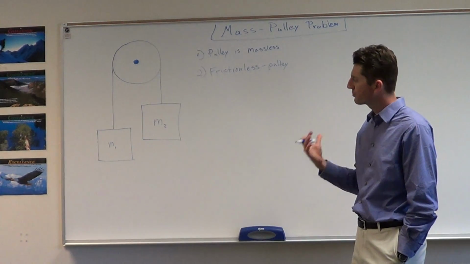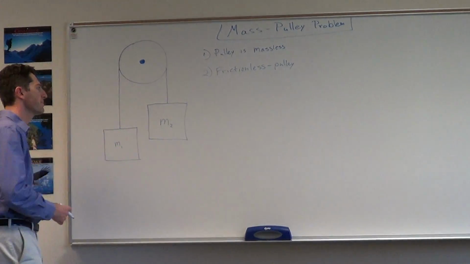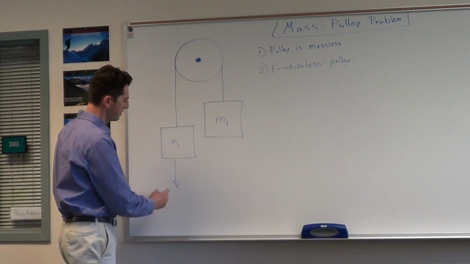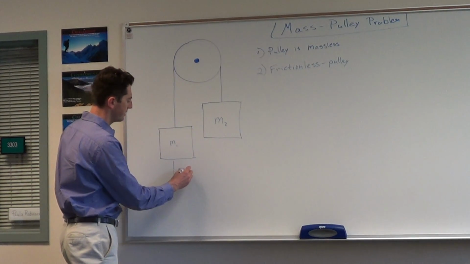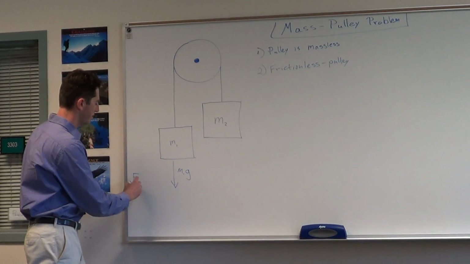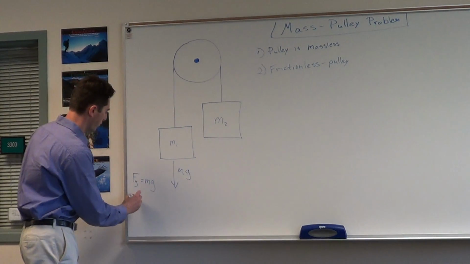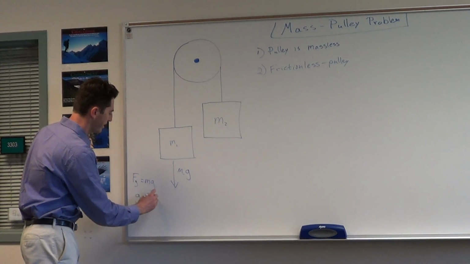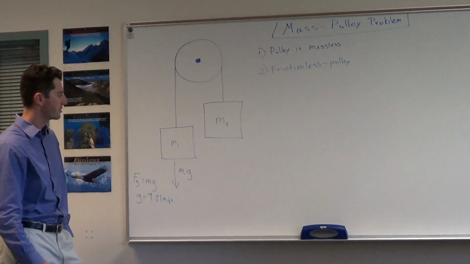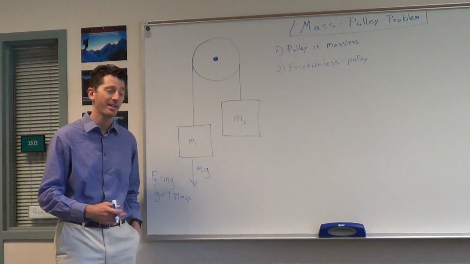So the first thing we have to do is label our diagram. We've drawn our diagram, and now we have to label it. So down here, we have m1 times gravity, right? Because the force of gravity is just the mass times the acceleration due to gravity, where gravity is equal to 9.81 meters per second squared. We'll be using metric units in this class. There won't be any feet, none of that like you probably had in your math classes.